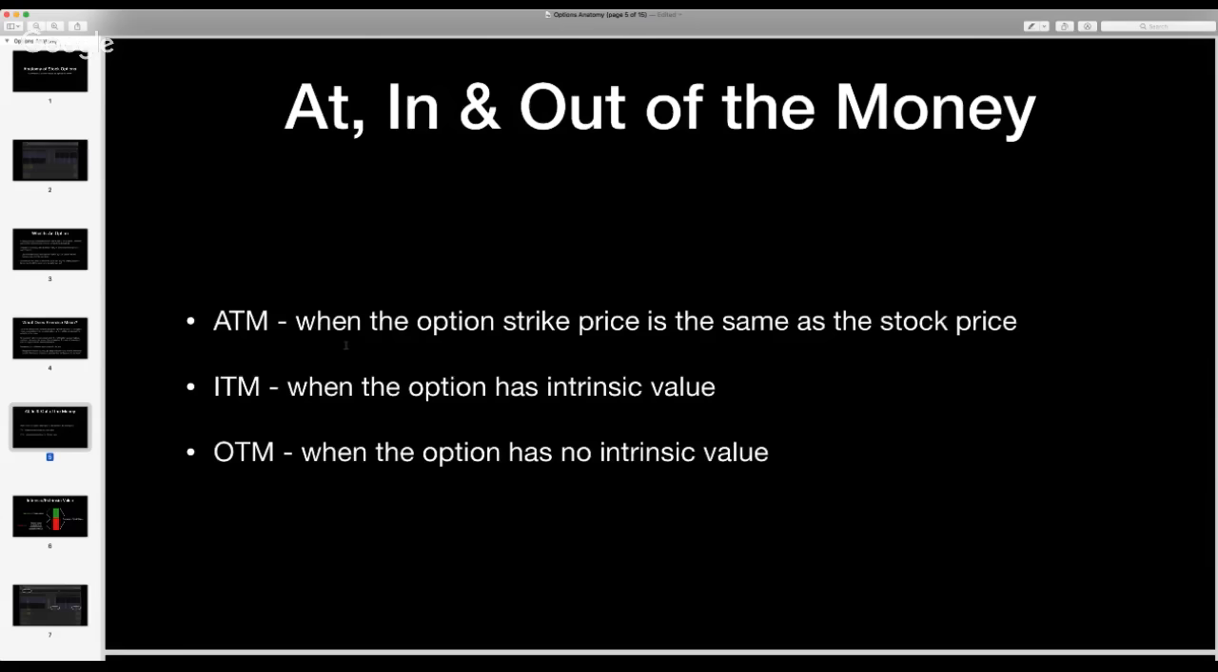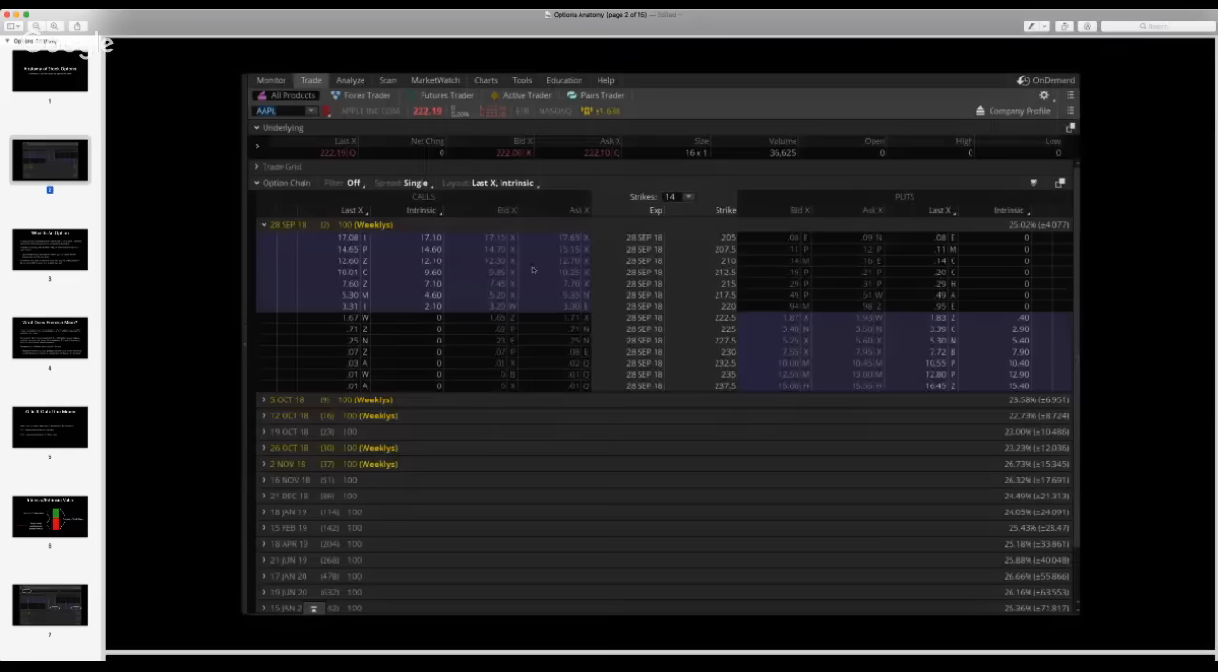When you're at the money, that's when the option strike price is the same as the stock price. So remember, we saw this here. If I were to buy an option, and let's say the stock price is, well, right now it's at 222, according to this here. All right, and here is 222 right here. If I bought this option right here on this line, that would be at the money. If I bought this call option, that would be at the money. If I bought this put option, that would be at the money.